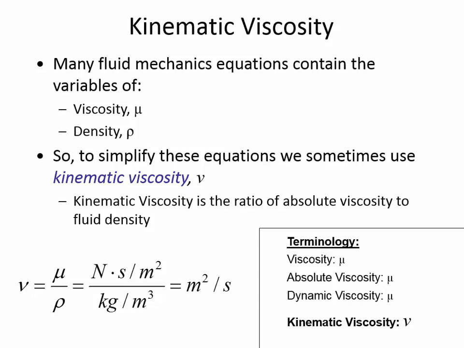So here's some terminology. If I just say viscosity without any modifier like absolute or dynamic, what I mean is mu. Absolute viscosity means the same thing. Dynamic viscosity means the same thing. So all three of these are referring to the same kind of viscosity with the same units. Kinematic viscosity is what we've just shown here, where you're taking the viscosity and dividing it by the density.